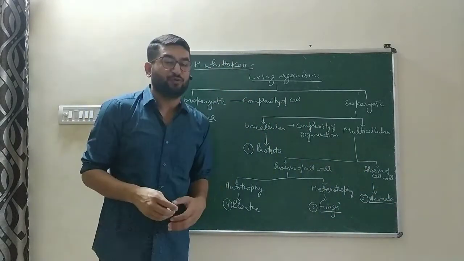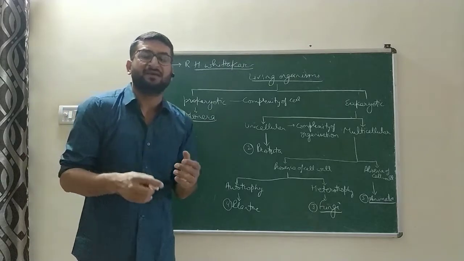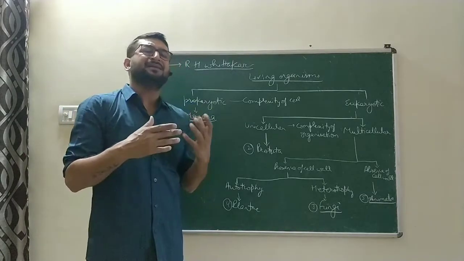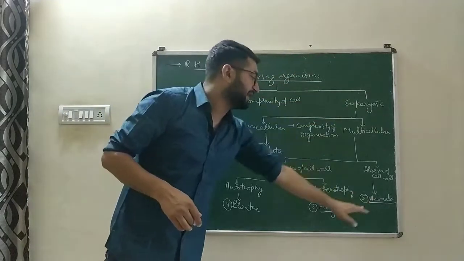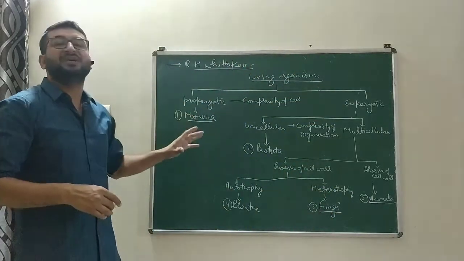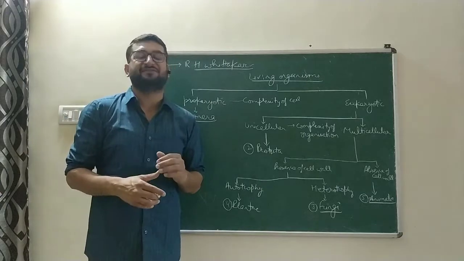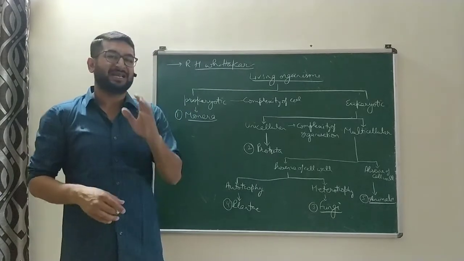Animalia shows heterotrophic mode of nutrition. They do not contain cell wall and they are multicellular eukaryotes. So these are the basics of classification, and that system is known as the 5 kingdom classification system proposed by R.H. Whittaker.